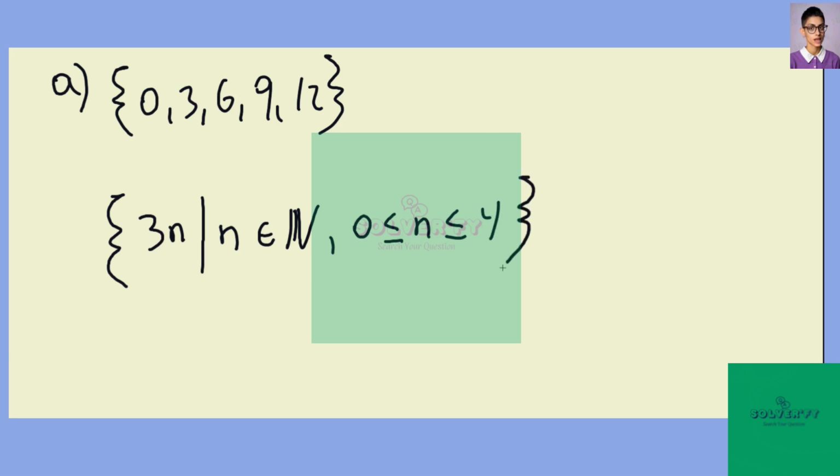Okay, so again, how you'd read this is the set of all 3n such that n is an element of the natural numbers, and 0 is less than or equal to n, which is less than or equal to 4.